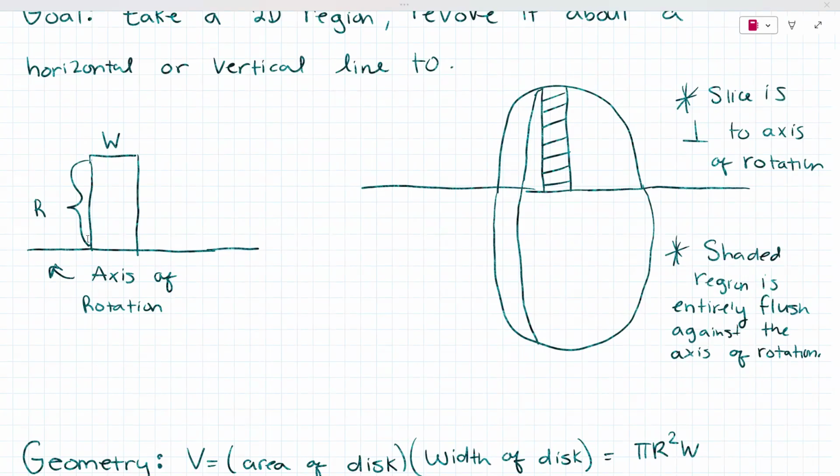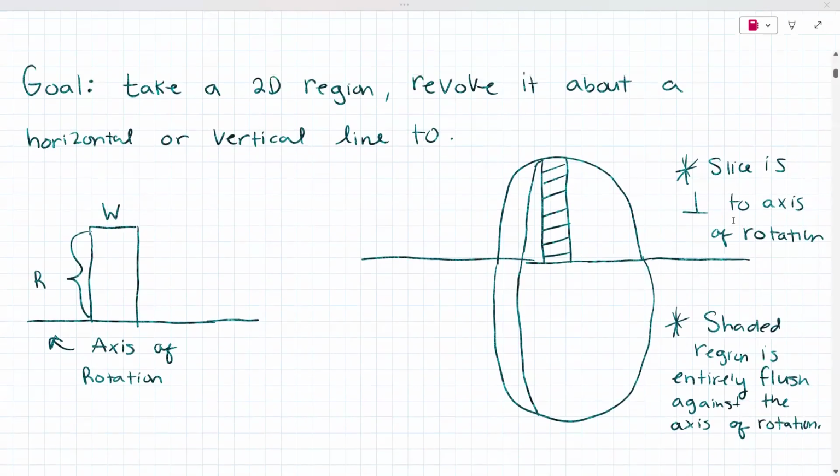So you somehow create a rectangle, and then we know that the rectangle has a width and the radius, right? So the shaded region is entirely flush against the axis of rotation. So just make sure your slice is perpendicular to the axis of rotation.